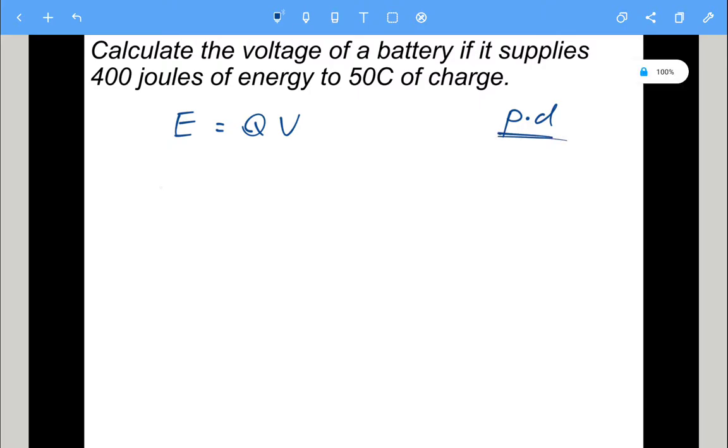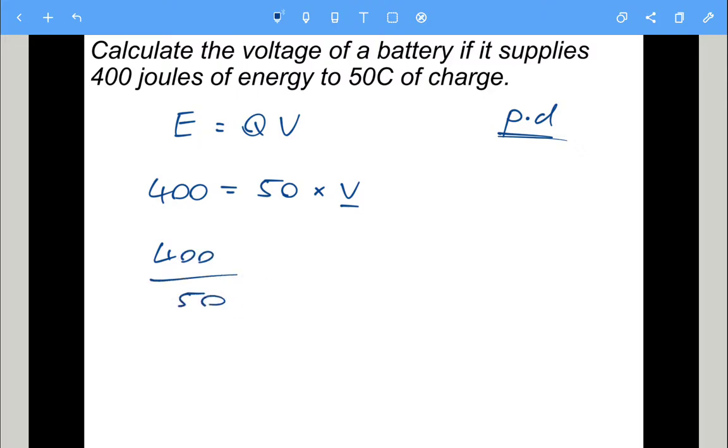So back to this. Energy is 400 joules, equal to a charge of 50 coulombs, and we want to find the potential difference or the voltage, V. So we need to make V the subject, so let's get rid of the times 50. We do 400 divided by 50, and that gives us the voltage, which is equal to 8 volts. Okay, let's try another one.